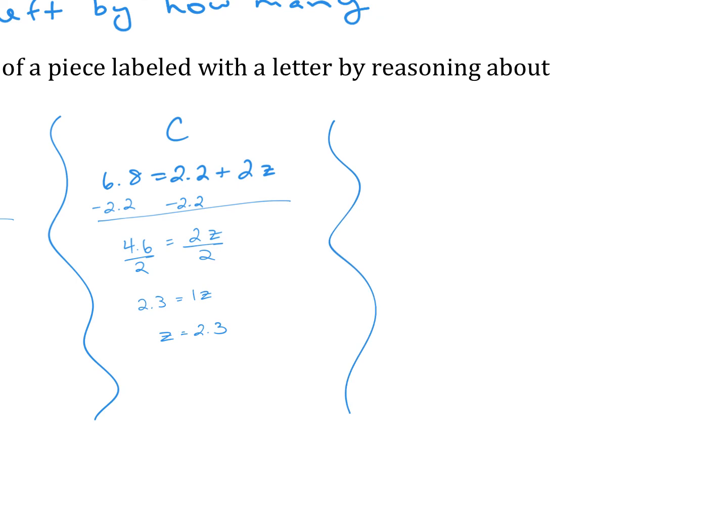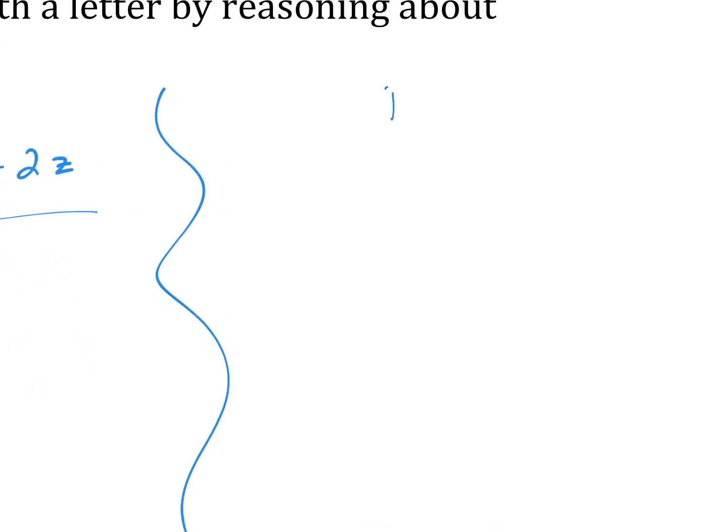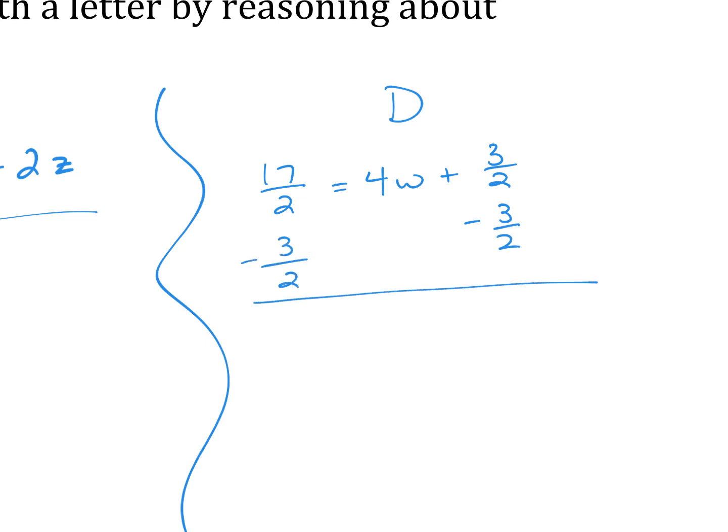Last, we have hanger D. So hanger D, the equation was 17 over 2 is equal to 4w plus 3 over 2. I first need to eliminate the 3 over 2, so I'm going to subtract that. But I have to eliminate it from both sides. 17 over 2 minus 3 over 2 is equal to 14 over 2. And 14 divided by 2 is just 7. So I'm not going to even write 14 over 2.